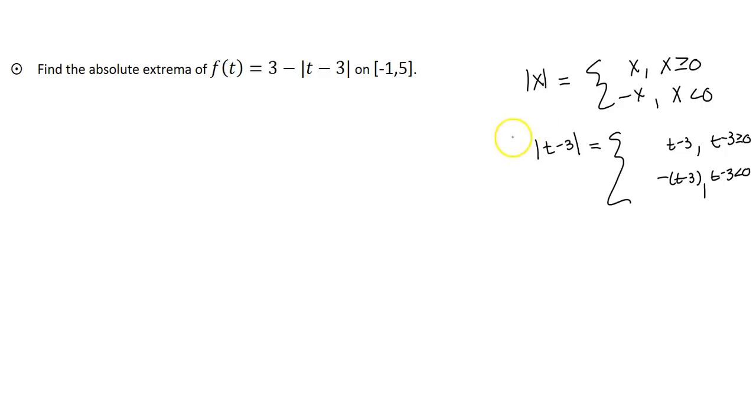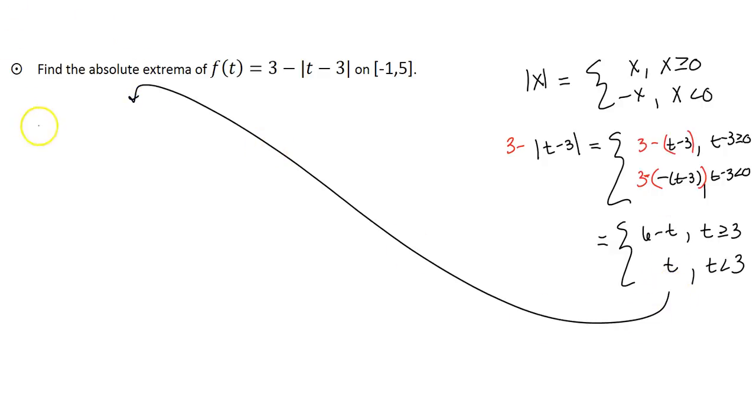So if I were taking 3 minus that, I could just plug that same 3 minus in front of that. So when I simplify it, I end up getting 6 minus t, and t minus 3 greater than or equal to 0 is the same as t greater than or equal to 3. And on the bottom, I just get t if t is less than 3. So that is what my function actually is. This is f of t.